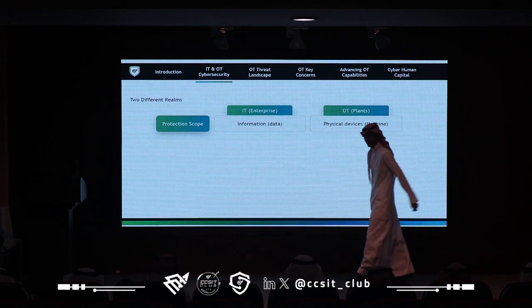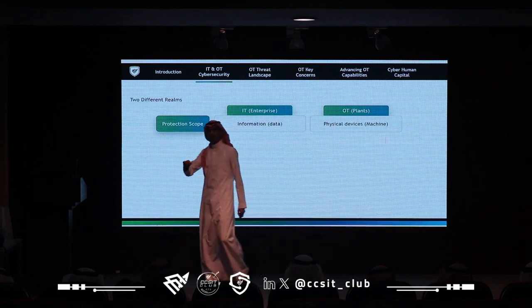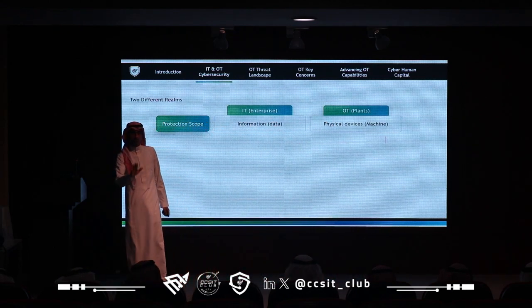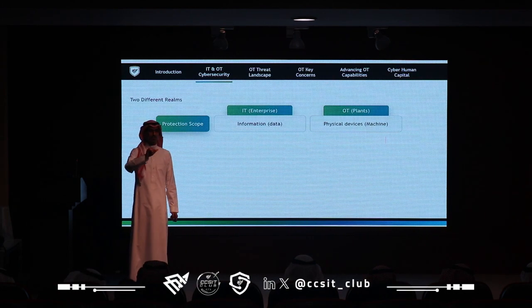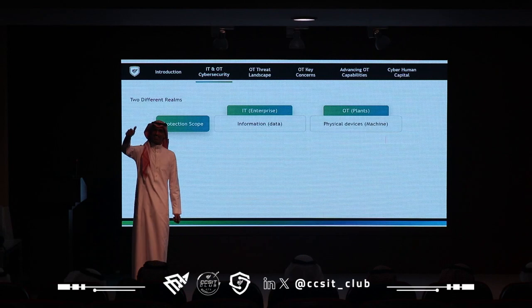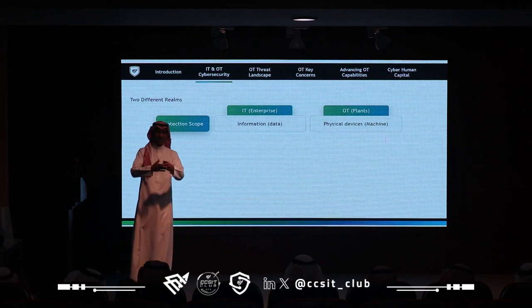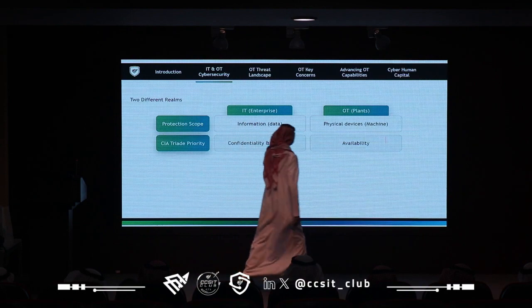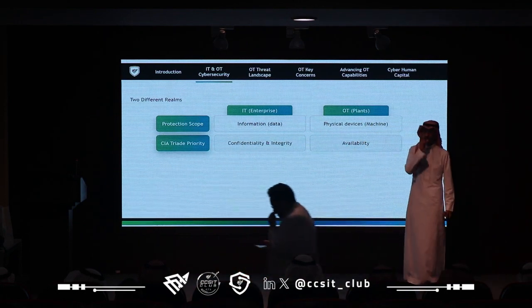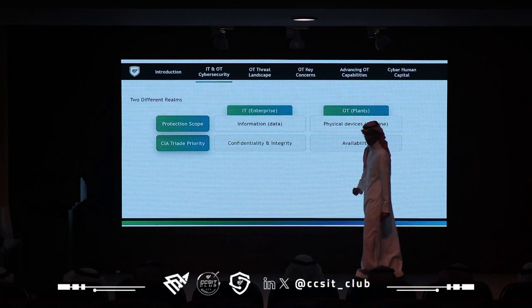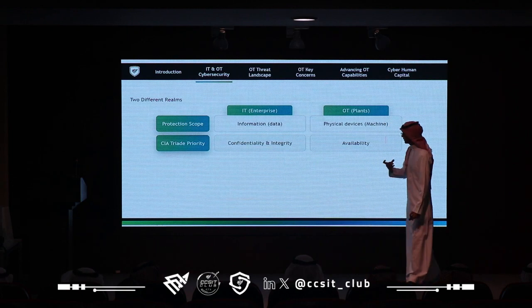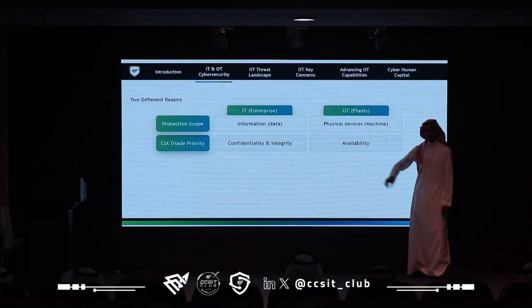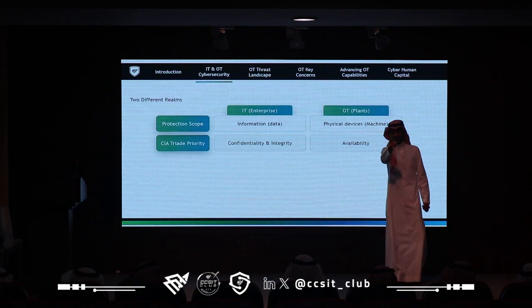And here comes the second difference. It is known from the CIA triad, which forms the basis of cybersecurity. We all know that CIA does not represent the Central Intelligence Agency. It represents what? So in IT, because we process information, we care about the confidentiality and the integrity of that information. While for physical devices, we care about what? Availability. Why? Because go ahead.